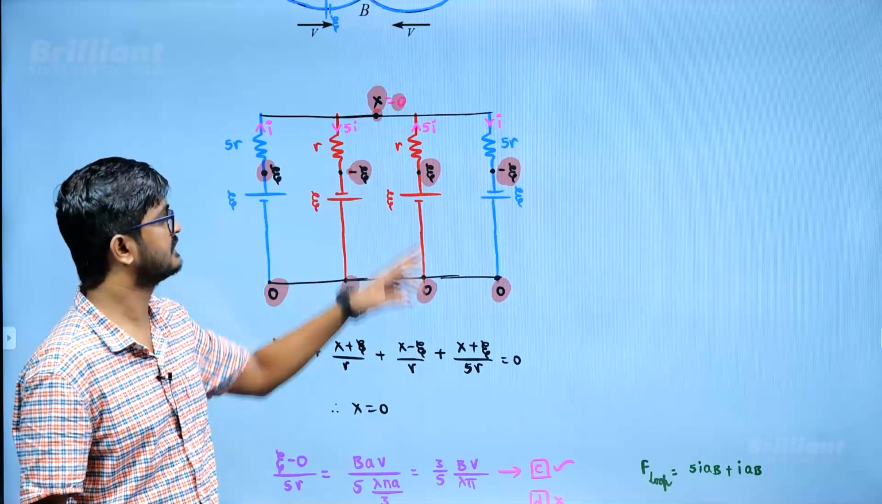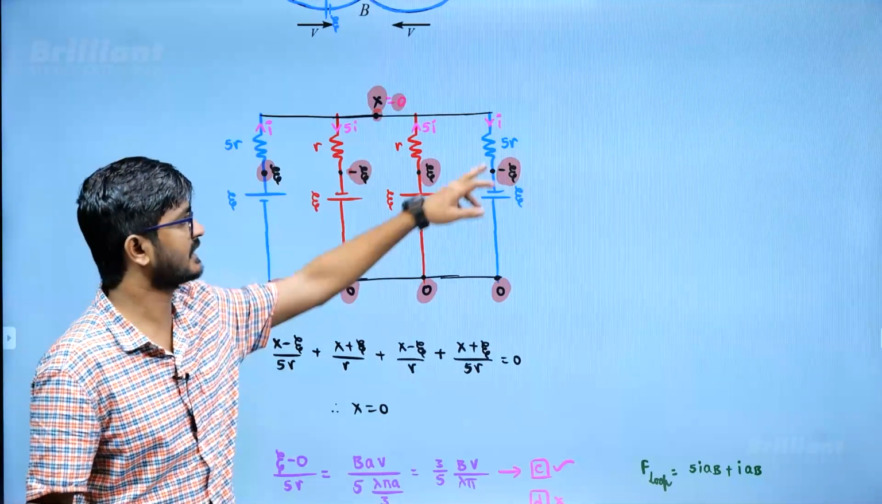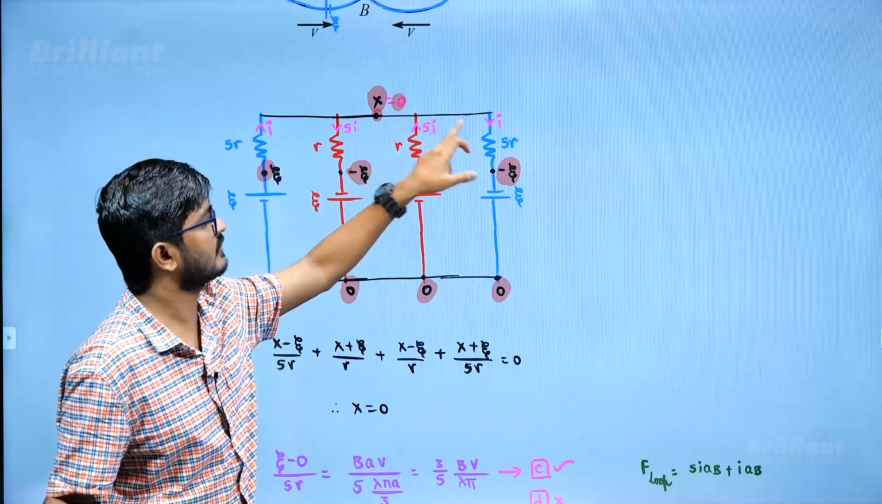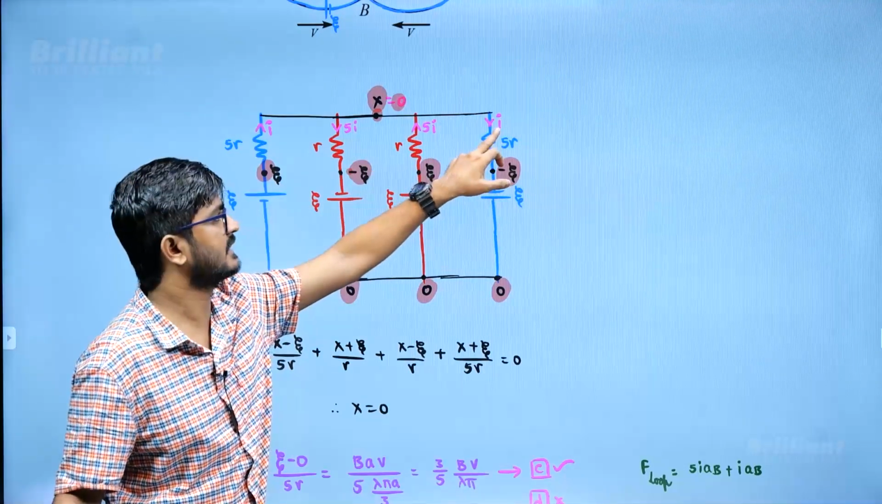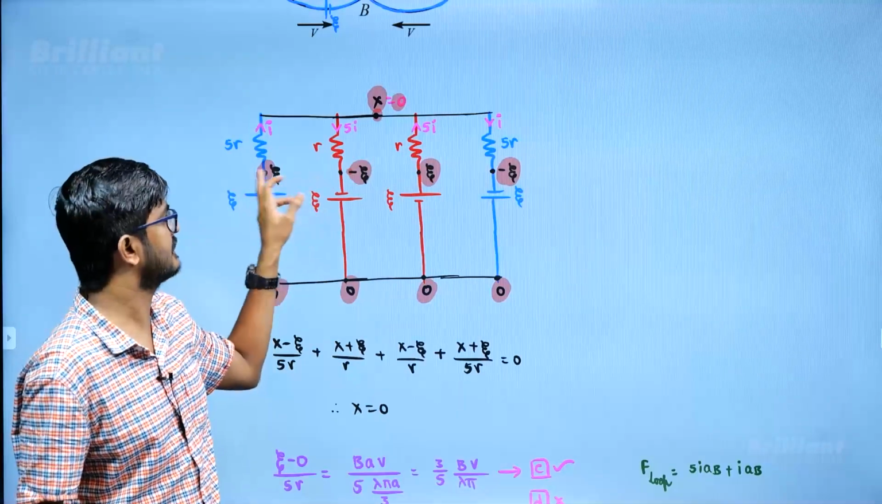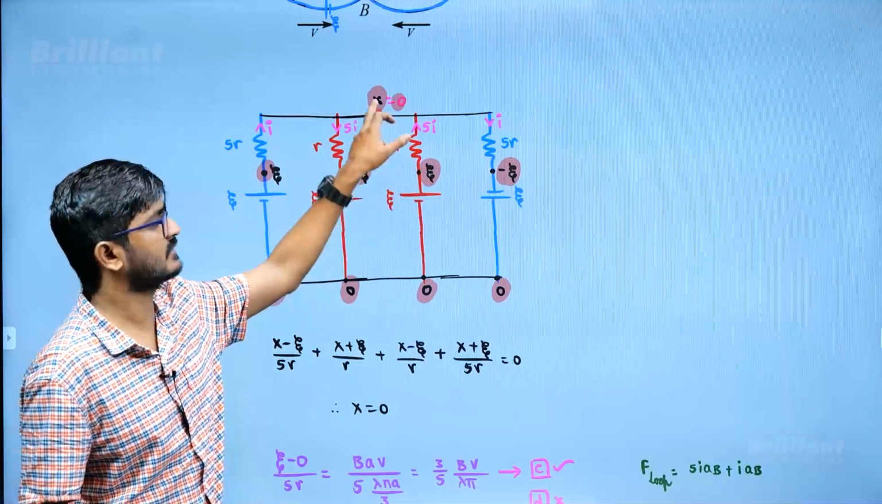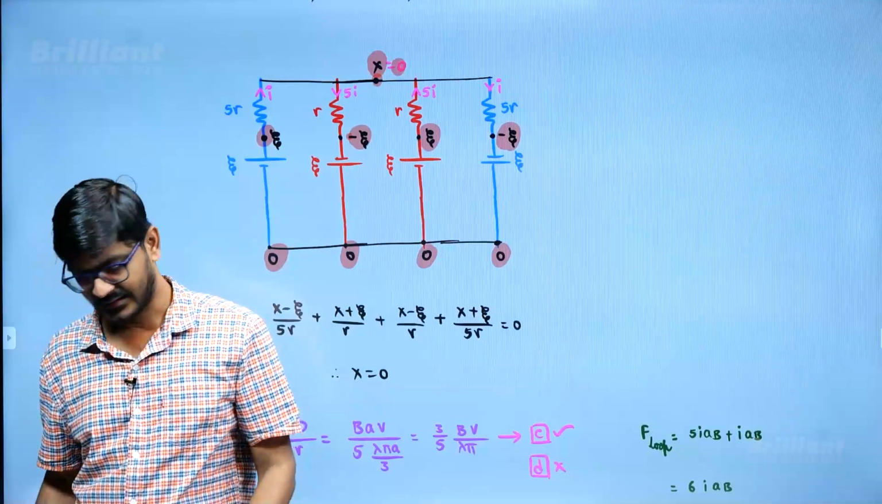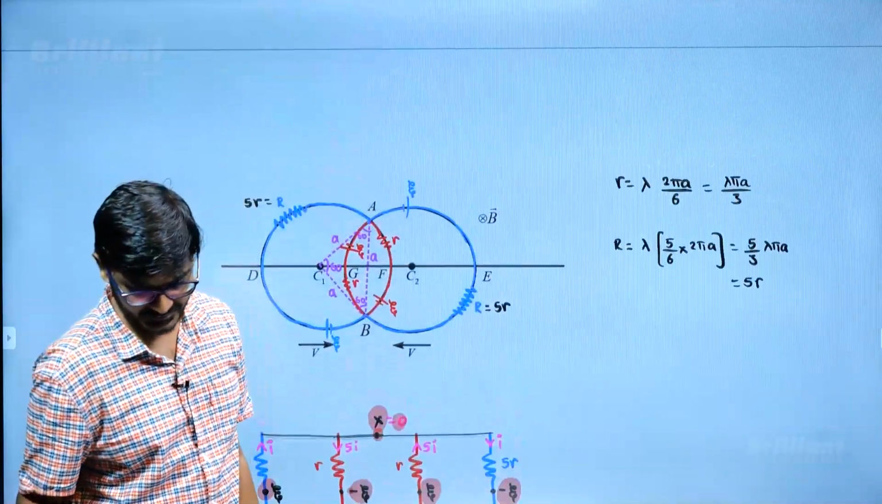So if this potential is 0, then I can see this is higher potential, this lower potential. So current will flow from higher to lower. I am assuming this current is I. If this current is I, then this is 5I, this is 5I, this is I, and the directions are from higher to lower. Now anyway, what do we need? We need to find the current in BDA.